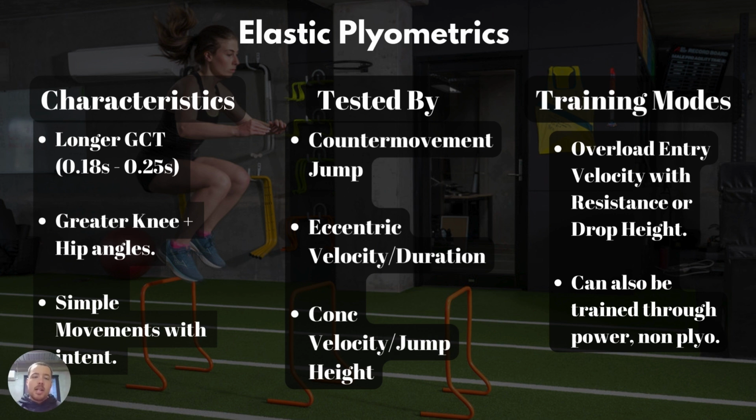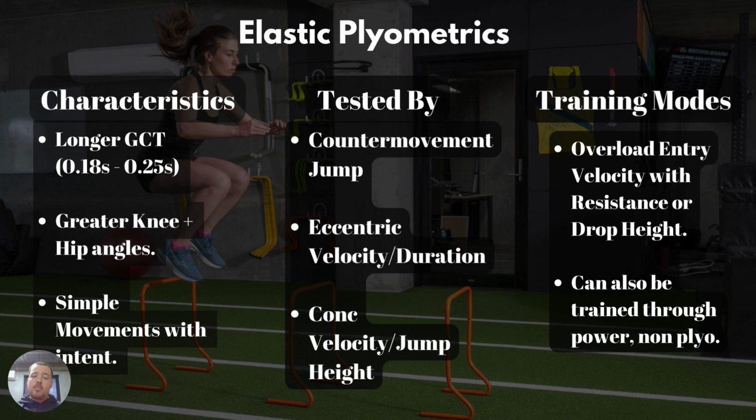Elastic plyometrics, in contrast to that, are going to have a longer ground contact time. That's largely because they have a larger bend out of the knee and the hip. So there's going to be a deeper squat that comes out of it to then explode. You're still going to want simple movements with good intent to make sure you're achieving the movement properly. Again, the more complex the movement gets, the harder it's going to be to produce force quickly.